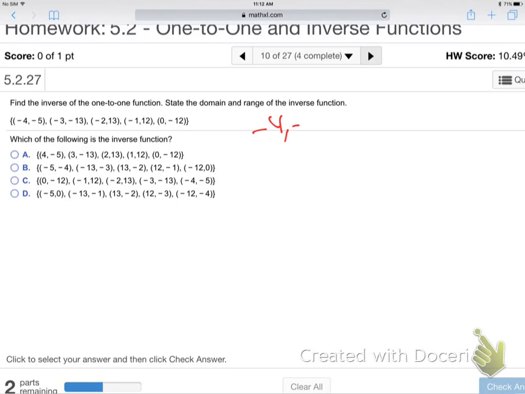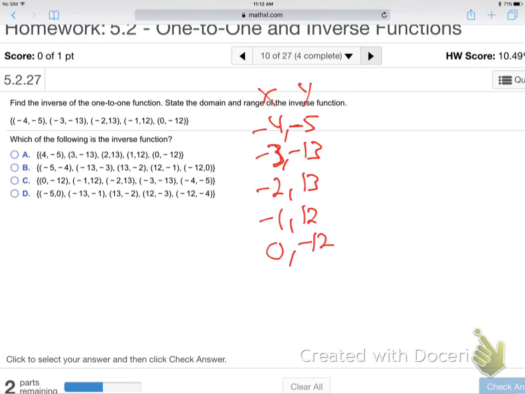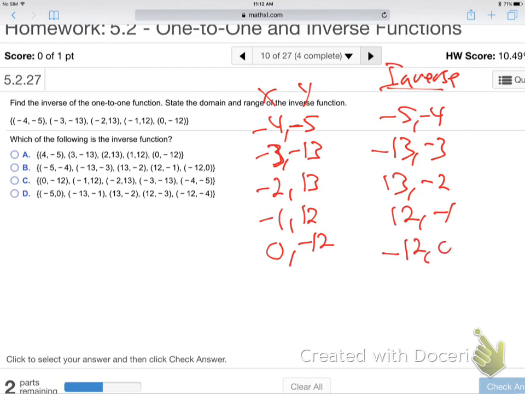So I'm going to write it vertical. I just think it's easier to look at. -4, -5, -3, -13, -2, 13, -1, 12, 0, minus. So now, these are x's, these are y's, domain and range. For the inverse, you just invert them. So this becomes -5, -4, -13, -3, 13, -2, 12, -1, -12, 0. Just switch them. So whichever one does that is a B. There it is. B. Good?